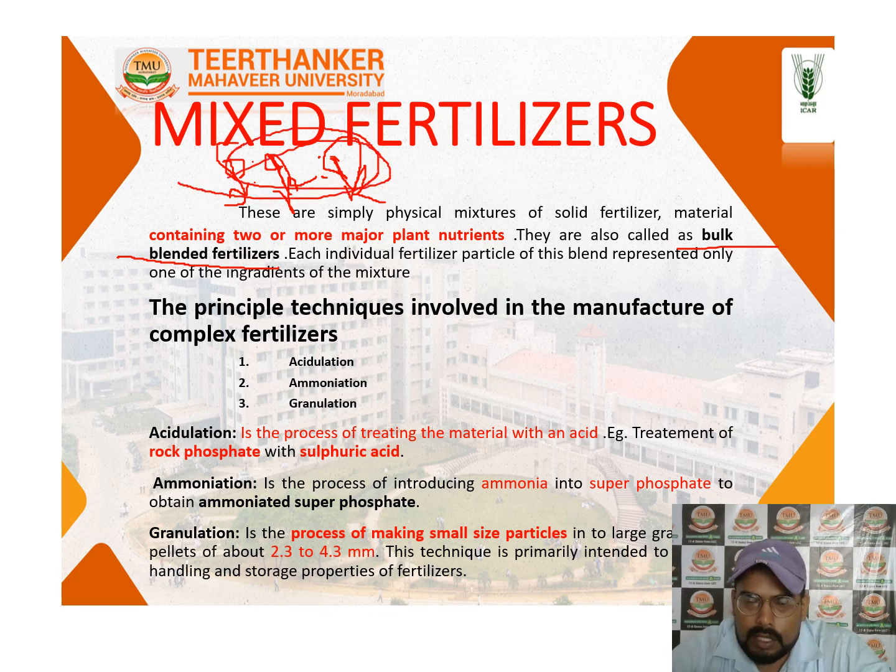This is called mixed fertilizer, and there are principles and techniques involved in its manufacturing. So there are some principles of the manufacturing process. First is acidulation, second is ammoniation, and third is granulation.